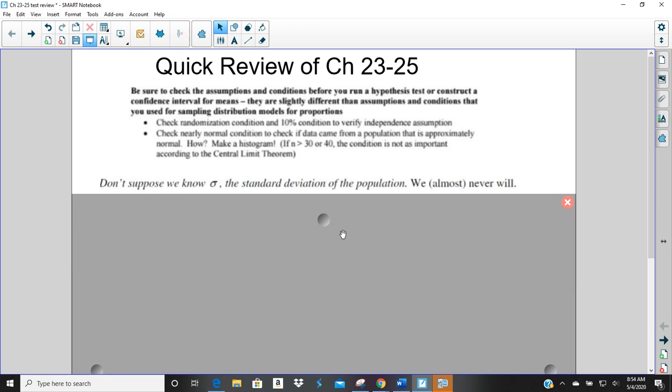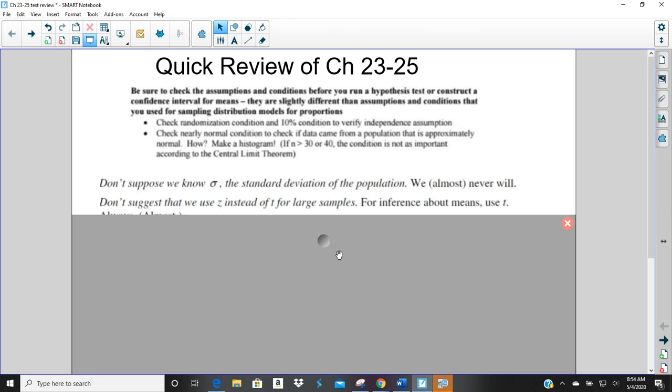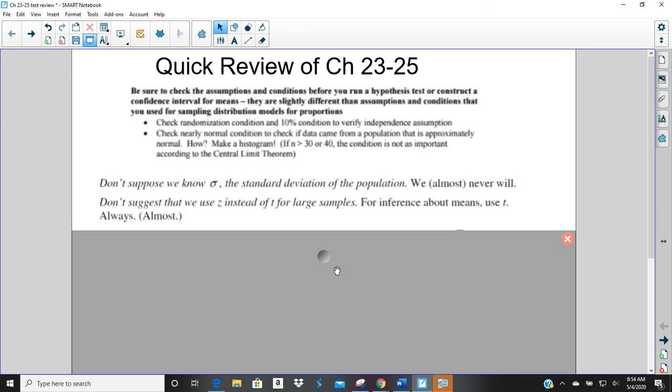One of the first things about means is that we do not know the standard deviation in most cases. They will usually give us a sample standard deviation. So that's the first thing. Also, always for means, use the t sample. On your calculator, you're actually going to see a z sample. Don't use it. Always use the t for means. Always use the z proportion.